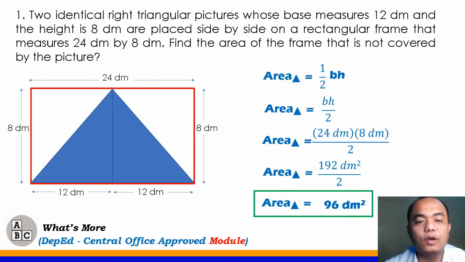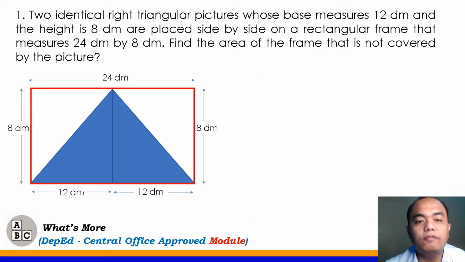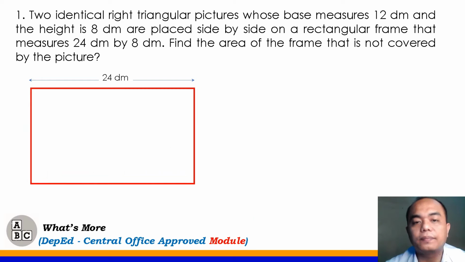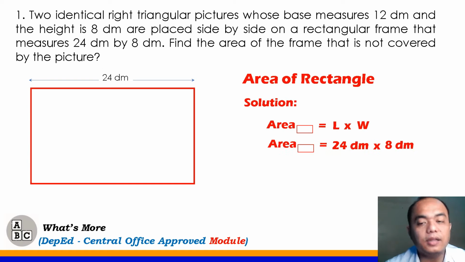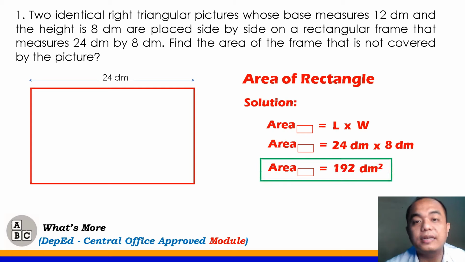Okay, this time, let us solve for the area of the rectangle. We have 24 decimeters as its length. We know its height is the same, 8 decimeters, right? Okay, 8 decimeters is its width, because that was the height of our triangle earlier. So, we now have 24 times 8. That becomes 192. Okay, so 192 is the area of our rectangle.